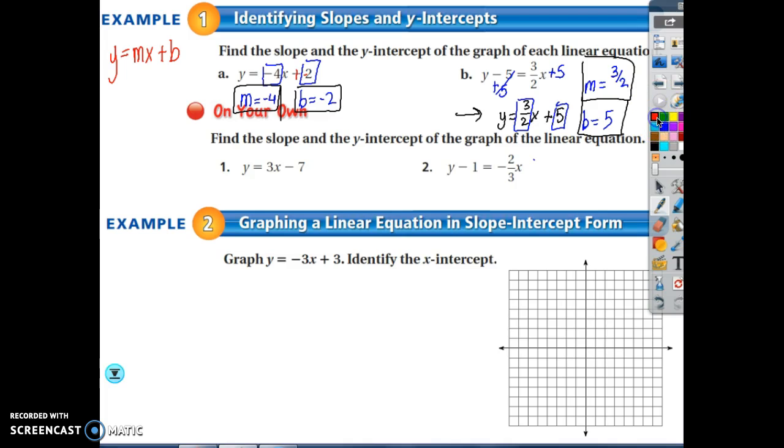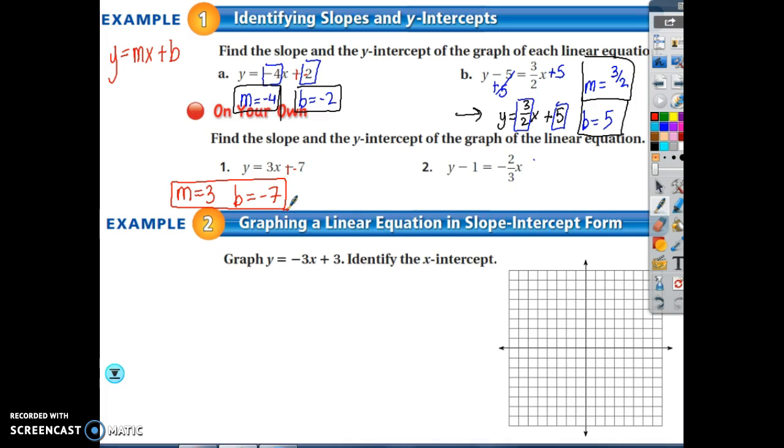For number 1, we should have m equals 3. If I change this to plus negative 7, we see that b would equal negative 7. So you have a slope of 3 and a y-intercept of negative 7.